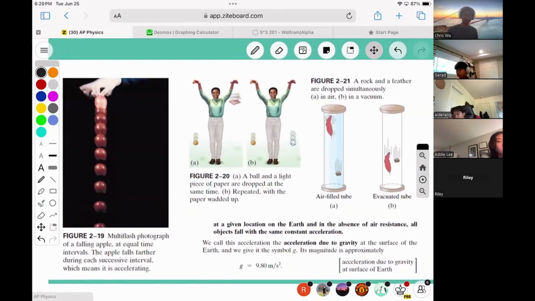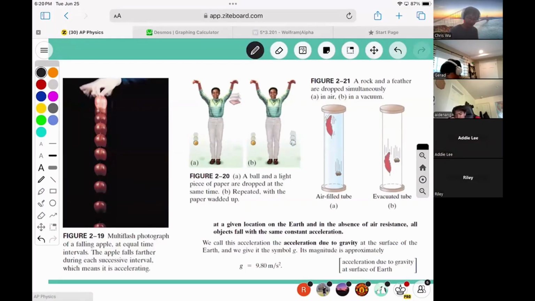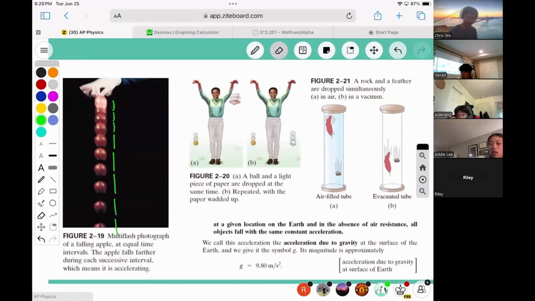Falling objects, as you guys know, the famous story of Newton discovering gravity, an apple falling on his head. So let's say we drop an apple, right? If we take a multi-flash photograph, which means every single photograph is taken at the same interval, like 0.01 second or something, and we keep taking pictures, it looks like the intervals of travel are getting bigger and bigger, right? It wasn't falling that fast, but it's falling faster and faster. In other words, the speed of the falling seems to be increasing in a linear manner. What does that suggest to us?